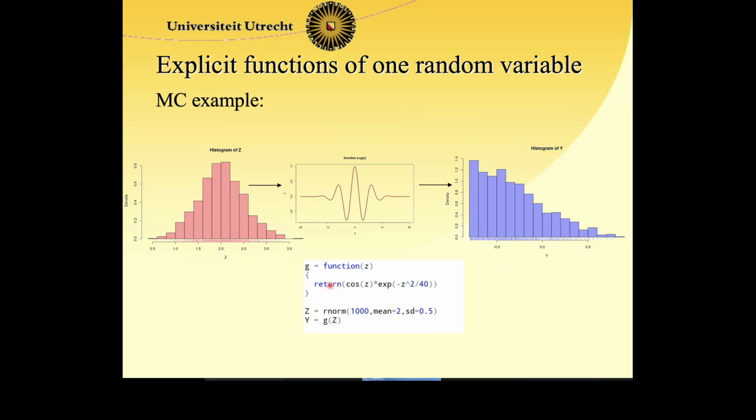So we first define the function. This is the function, cosine of z times the exponential of z squared divided by 40. That's this function here. And we generate 1,000 realizations of a random deviate with a mean 2 and a standard deviation of 0.5. We plug these z and we get directly y, and this is a plot of the histogram of z, and this is a plot of the histogram of y. It's very fast, it's very simple to do.